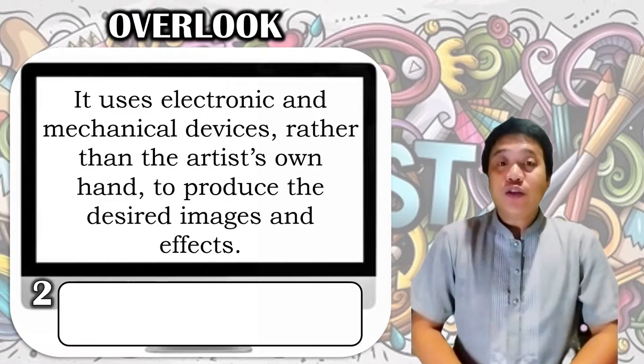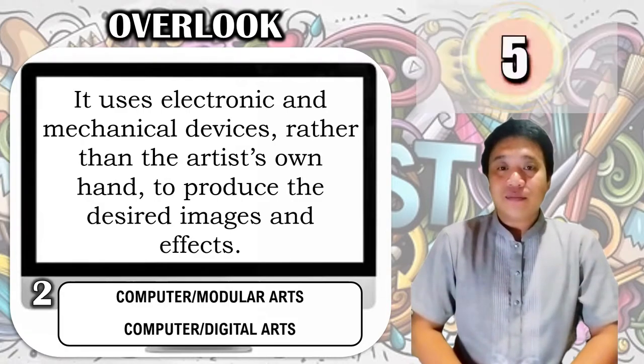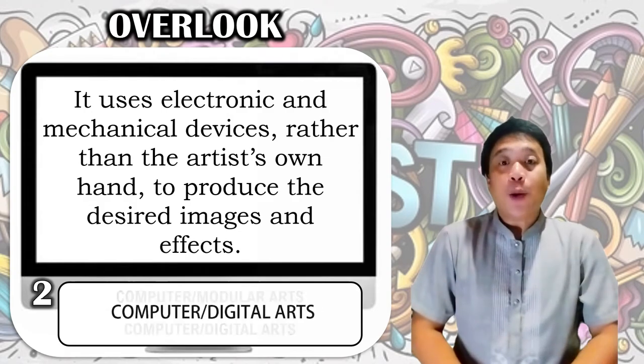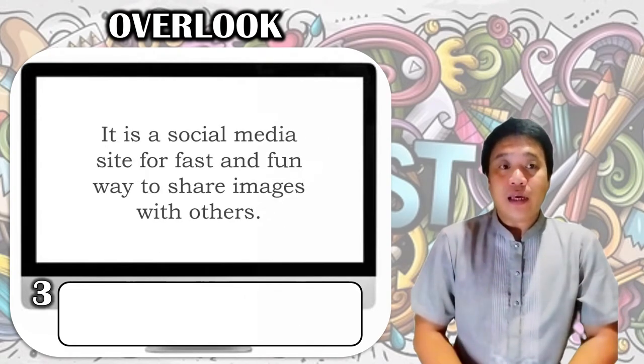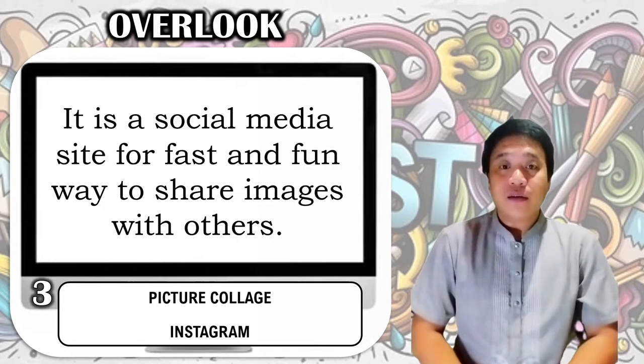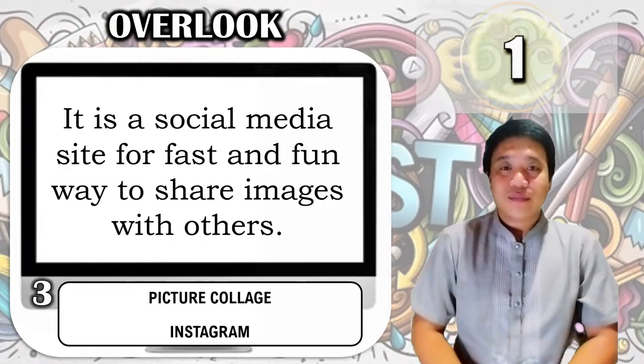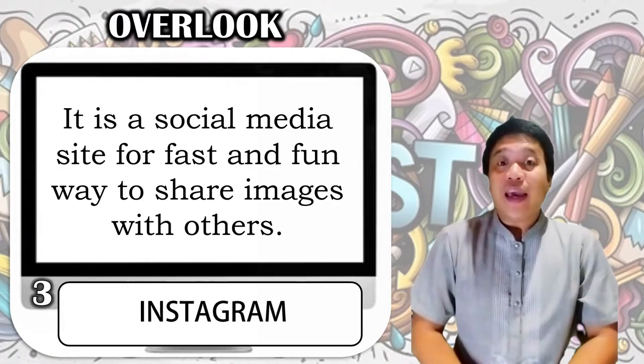Number 2. It uses electronic and mechanical devices rather than the artist's own hand to produce the desired images and effects. And the choices are... And the answer is computer digital arts. Number 3. It is a social media site that offers fast and fun ways to share images with others. And the choices are... And the answer is Instagram.